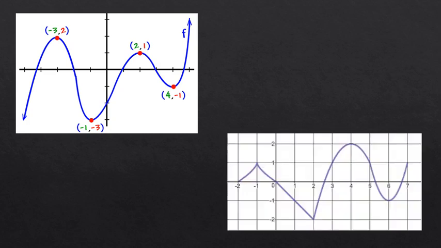This graph here, try this one on your own. Try to figure out at what x values we are going to have local maxes and at what x values we are going to have local mins. So press pause, try to figure those out. Once you think you have the answers, press play, and we'll see if your answer is correct.